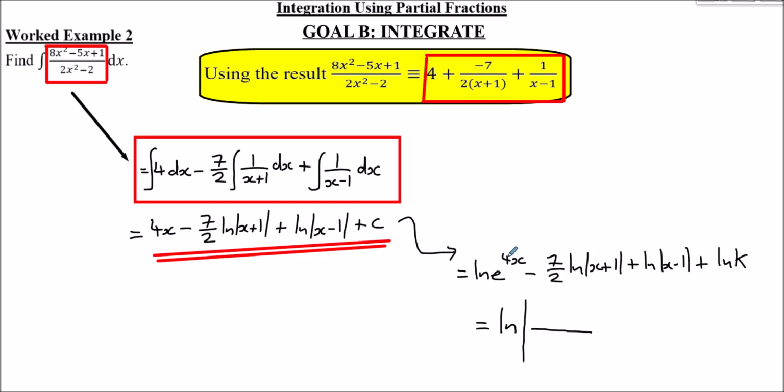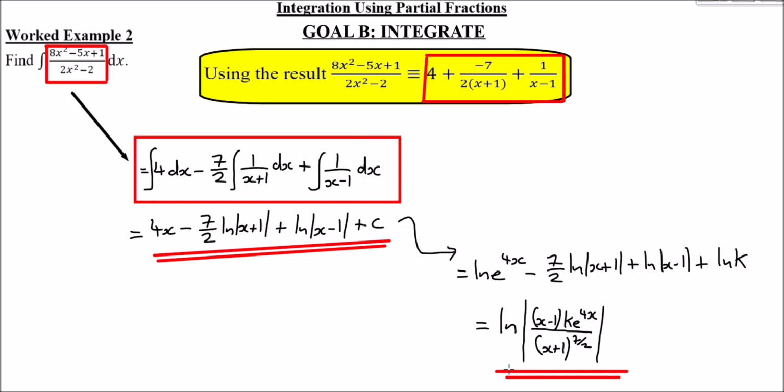So I'm going to write this as k e to the 4x multiplied by x minus 1, and then this bit's minus, so I'm going to do it as x plus 1 all to the power of 7 over 2. So that's all in terms of a natural logarithm.